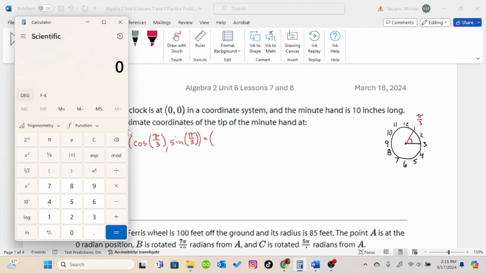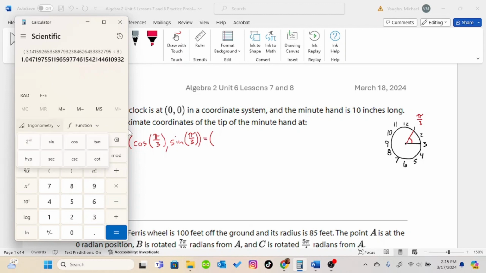One important thing is to make sure that your calculator is in radians. It'll probably default to degrees, so you want to make sure that you change it to radians. That way it understands the trig angles. So now to find cosine, we're going to do in parentheses pi divided by 3, close the parentheses, and then we want the cosine. Well, the cosine is 0.5.